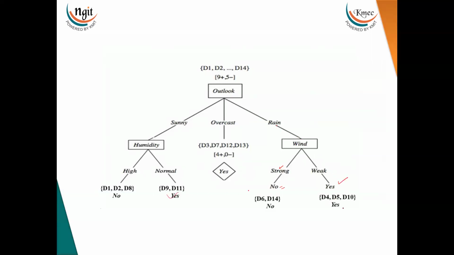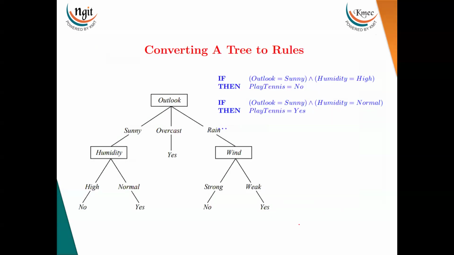Now we have reached the final outcome. So there is no splitting of the tree. Why? Because we have got the outcome. This is the leaf node. We have reached the outcome state. So this is how we are going to construct the decision tree.